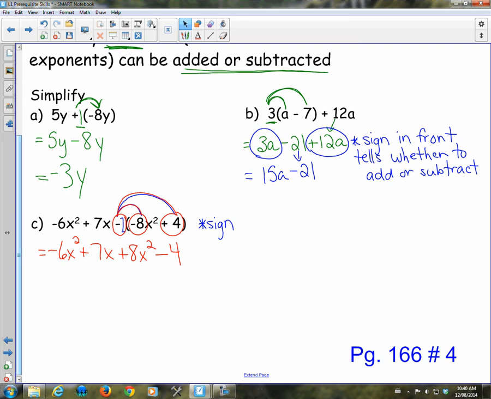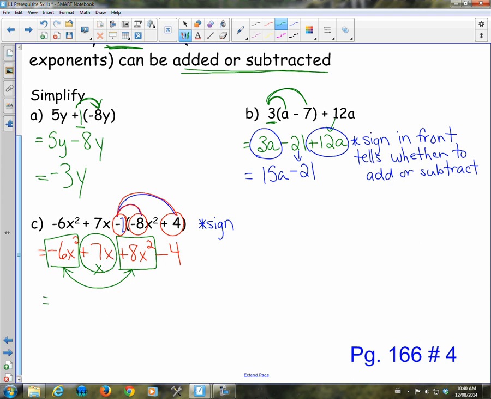After I'm done multiplying, then I'm going to look for like terms. So I'm looking for the same letters, keeping the sign in front. Negative 6x squared is not the same as 7x. You must have both the same letter and the same exponent to be like terms. But 8x squared is the same as negative 6x squared because they both have an x and they're both squared. So I'm going to add these two together, but not the 7x because it's not the same.